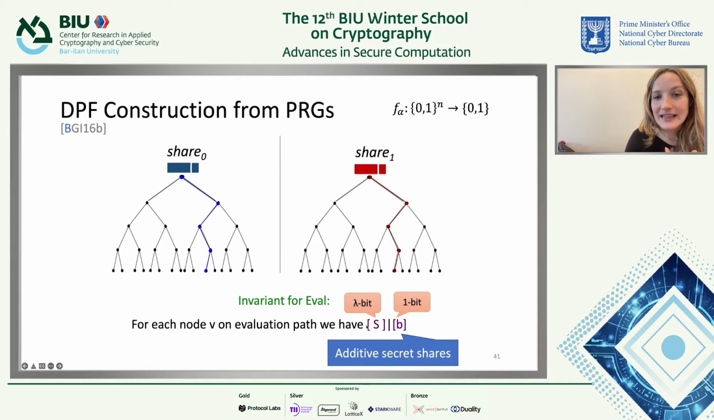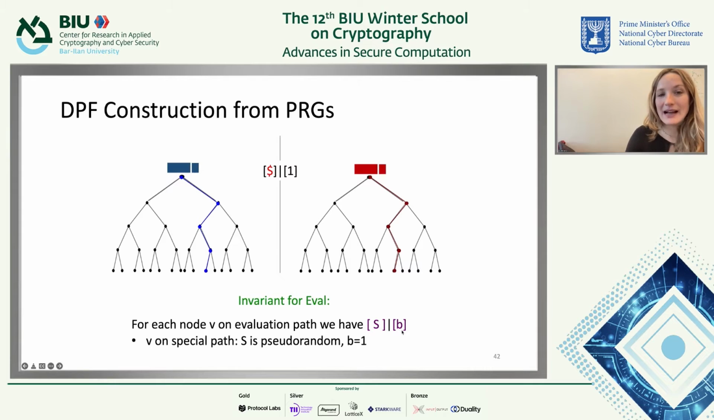One part is the length of the security parameter, which I'm going to represent by this rectangle chunk, and the other part will be a single bit. The invariant that we'll have: for every single node, I'll have some string and some bit, and we're going to build this in such a way that for every node on the special evaluation path, the path down to the special point alpha, the values that we have, the square and the bit, will correspond to an additive secret sharing of some S and some B.